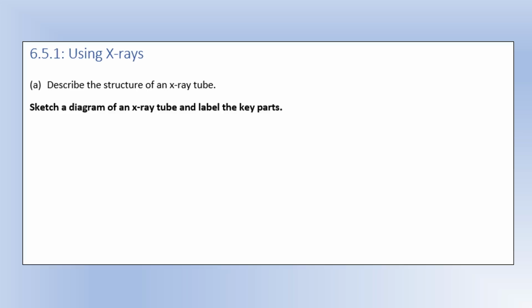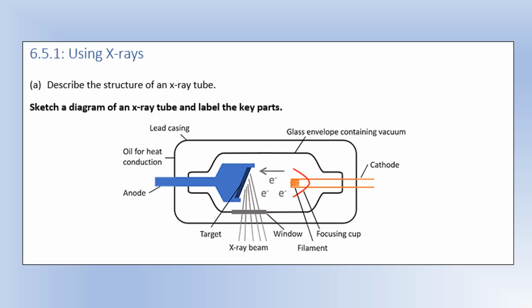Okay, so an X-ray tube is what we use to produce X-rays. So it looks something like this. Your diagram doesn't need to be exactly the same, but it needs to have the few fundamental parts. There should be a lead casing around everything. That's what's going to protect the workers from the X-rays. There should also be a glass envelope, or glass tube, that creates a vacuum inside so that as many electrons as possible can reach the target.